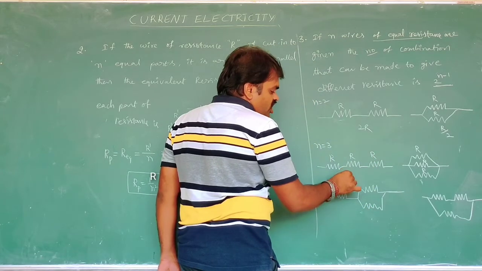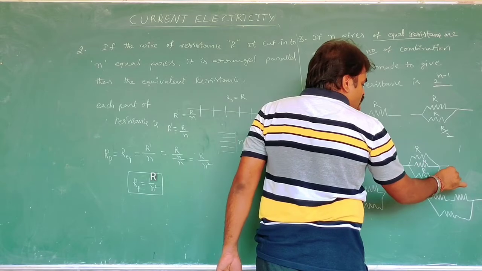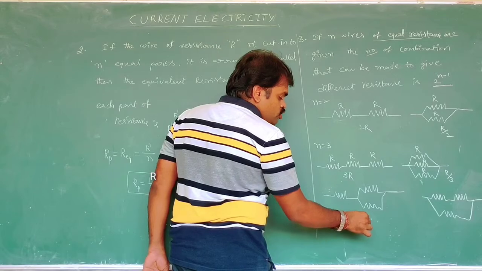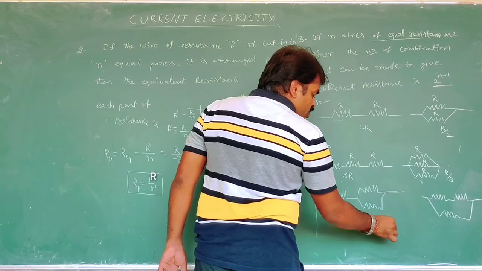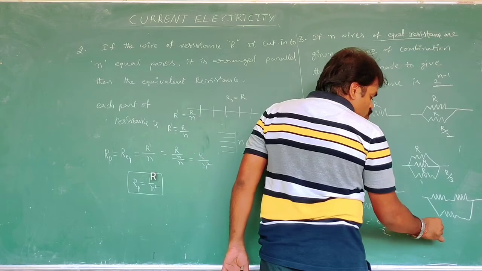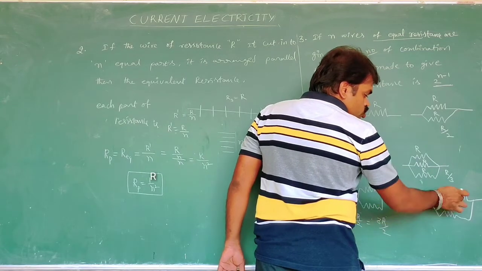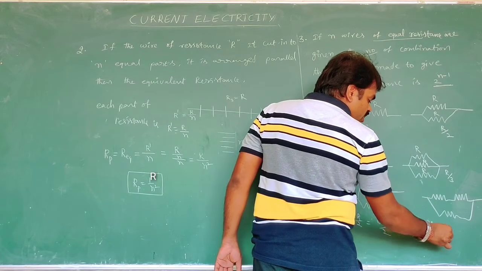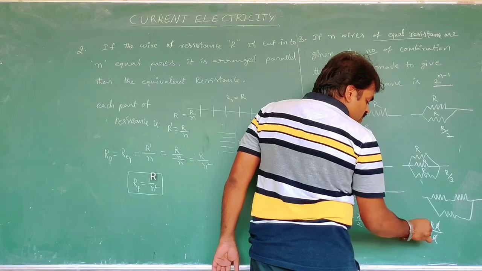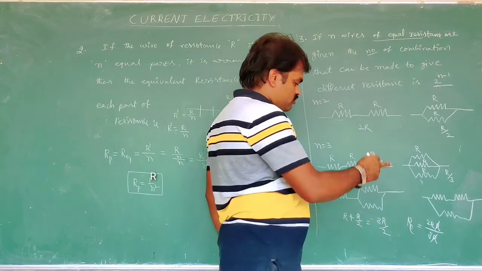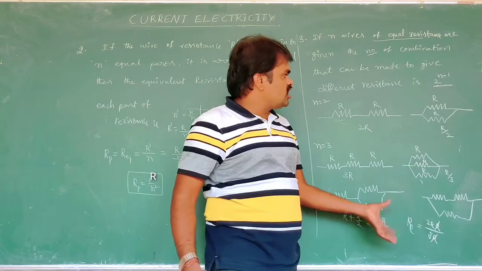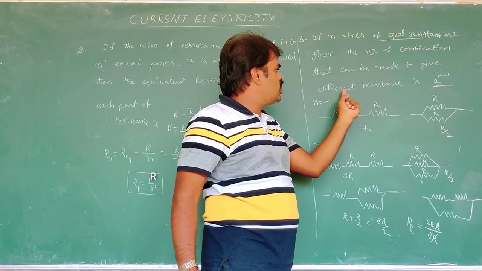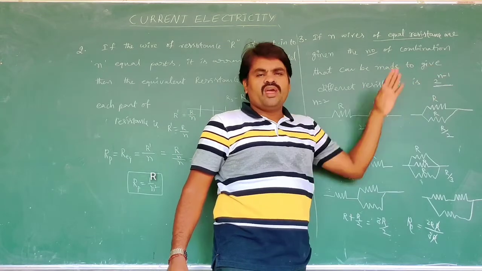See, this is 3R. This is R by 3. For this one, R plus R by 2, that is 3R by 2. Now this is 2R by 3, and this is the R. See, all resistances are different. That's why the number of combinations that can be made to give different resistance is 2 power of n minus 1.